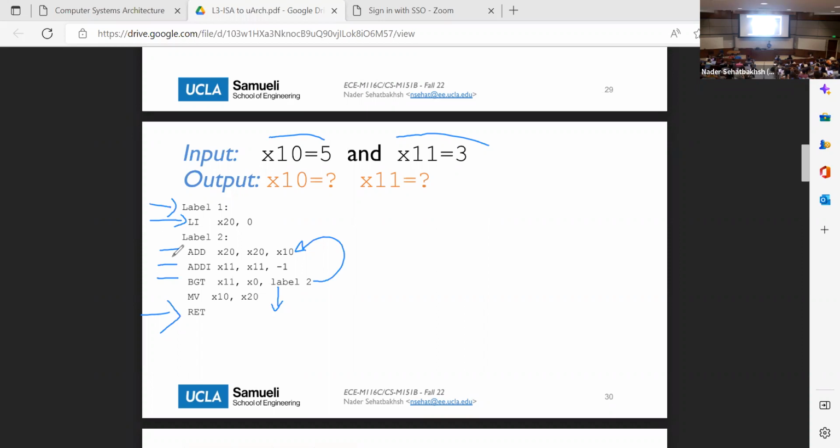Because it basically says just loop on x11 multiple times until it reaches 0, and each time it's just adding x10 with itself, which is basically the definition of multiply, right? So if x11 was like 100, we had to do this 100 times until we reach the end. Okay, so this is one simple way of implementing a multiply if we don't have the multiply instruction. All right, and this of course is not the most efficient way, because if you want to multiply large numbers, it means that we have to execute this instruction many times.